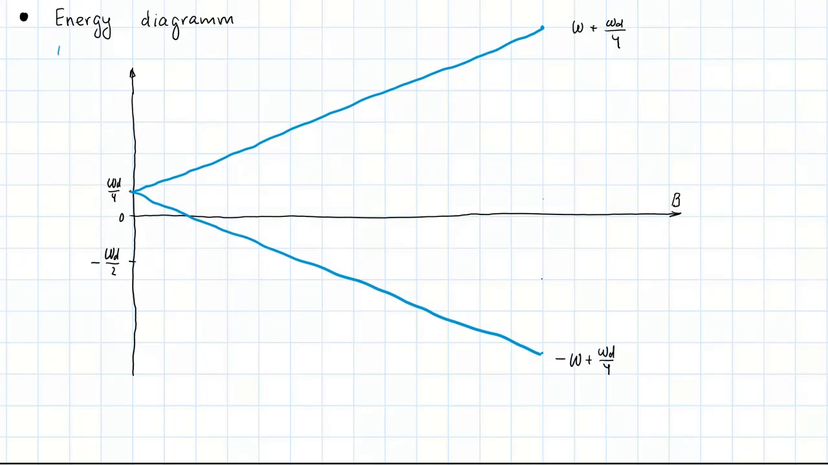Here I would like to remind that I consider the case when omega 1 is larger than omega 2 and larger than 0, and also the difference omega 1 minus omega 2 is much smaller than omega d. In this case, the eigenfrequency of the triplet state T0 remains close to minus omega d divided by 2, and the energy of the singlet state S0 remains close to 0.